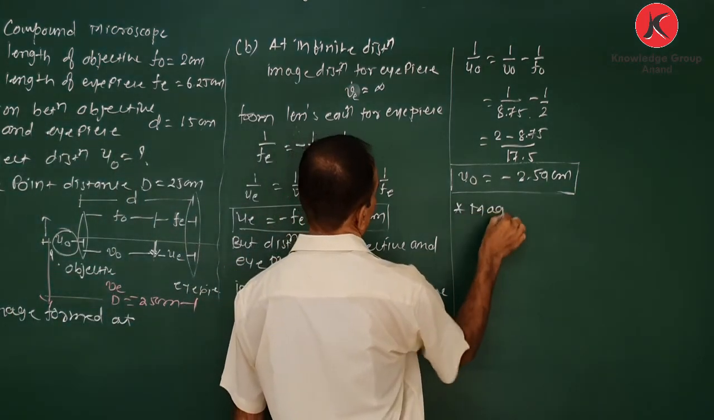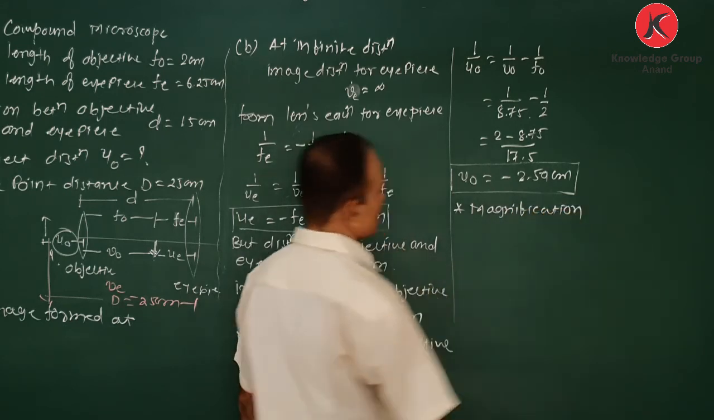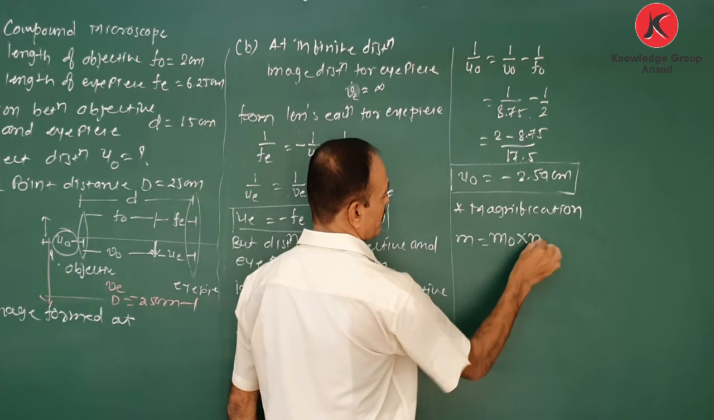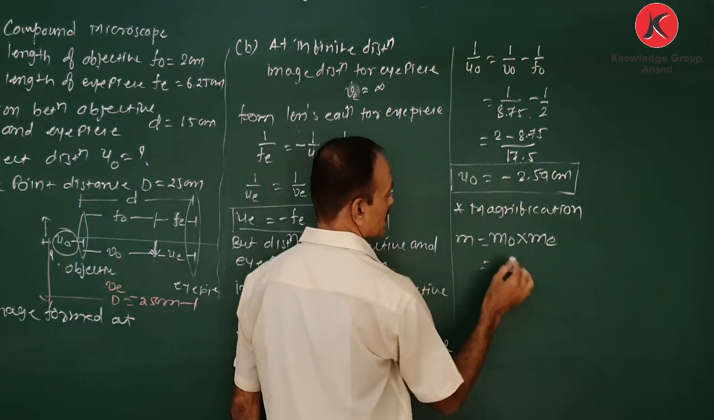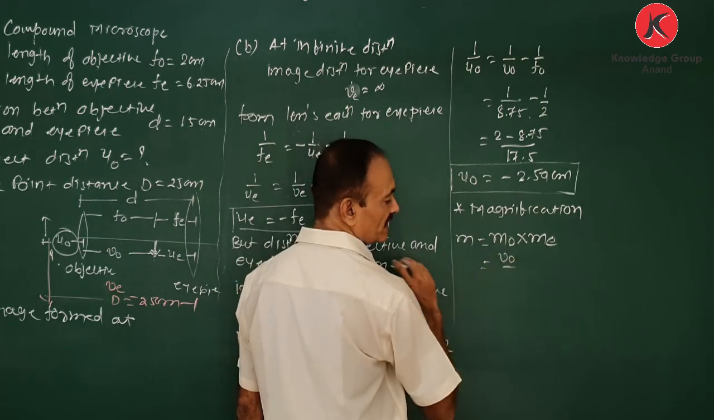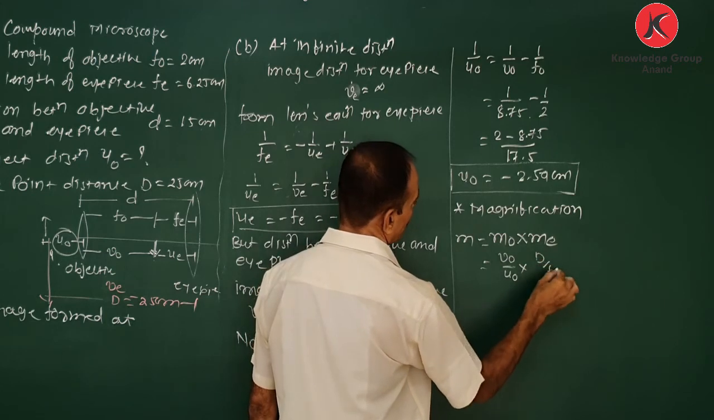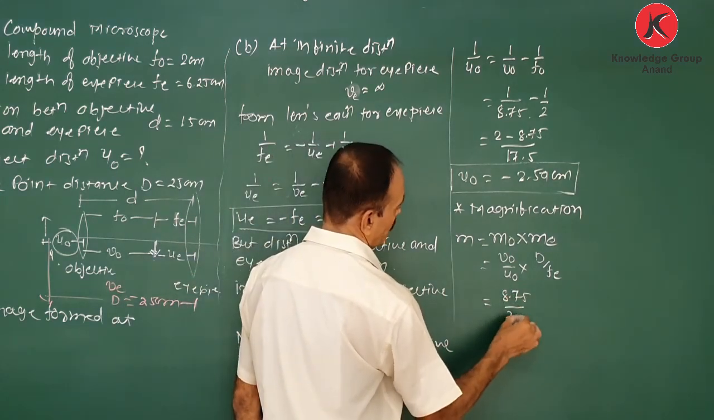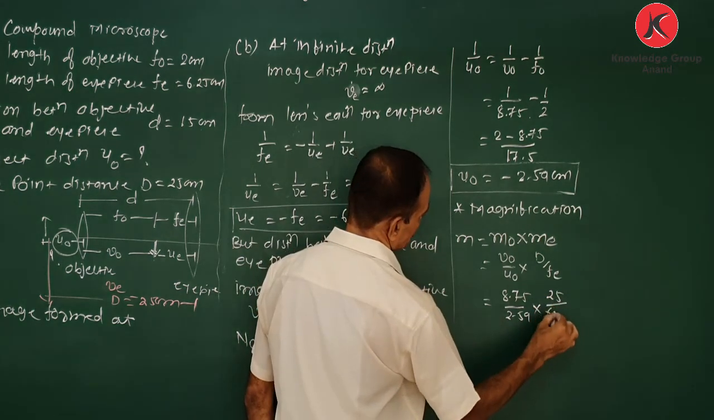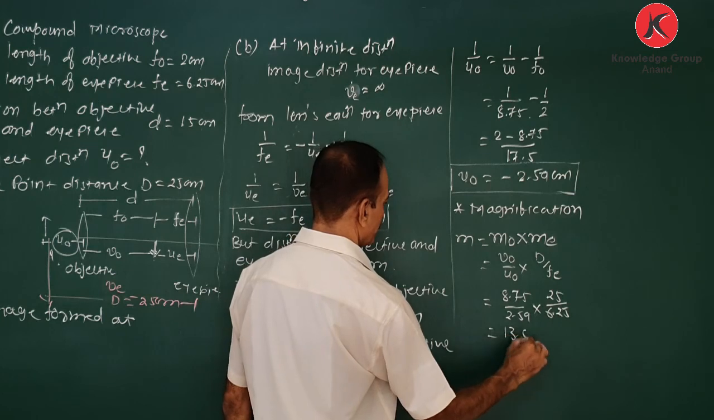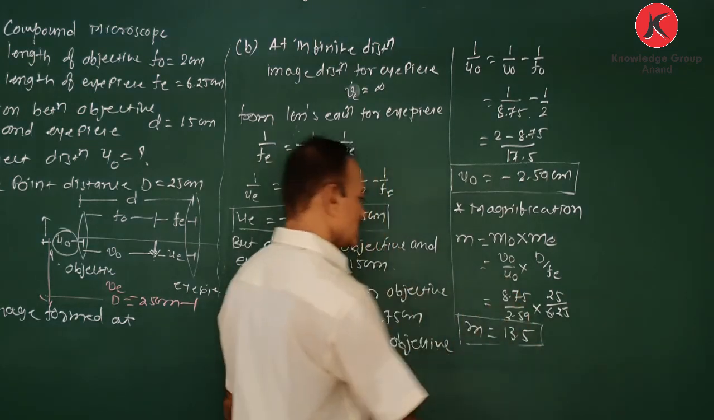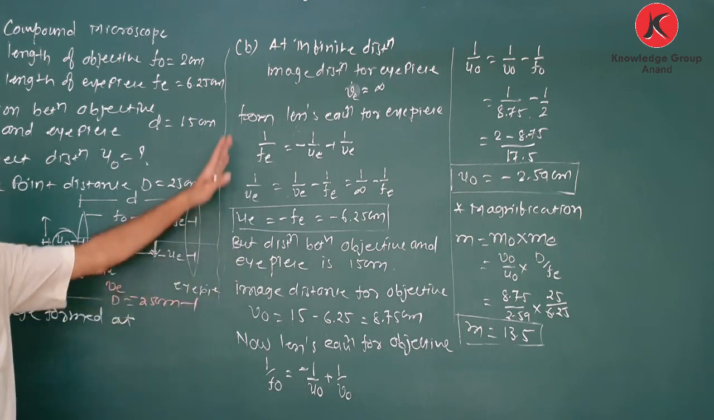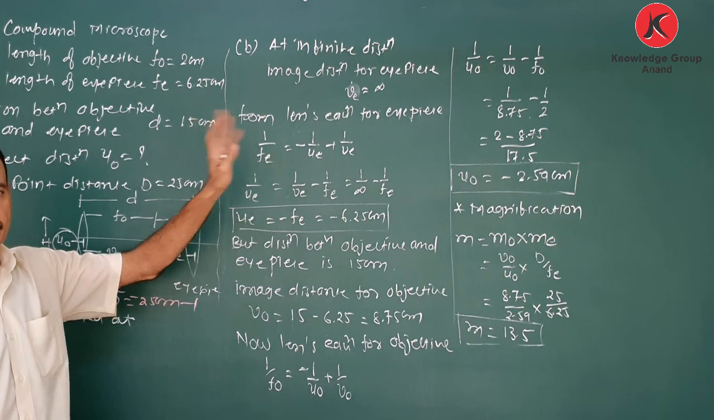And magnification, when the image is formed at infinite distance, the magnification M is equal to magnification by the objective into magnification by the eyepiece. For the objective, the ratio of V0 upon U0, into D upon FE. V0 we already obtained 8.75, U0 2.59, D 25, FE 6.25. So it is equal to 13.5, the resultant magnification in that case. That means the final image is formed at infinite distance. Clear this? So that is our B part, if the image is formed at infinite distance. Okay.